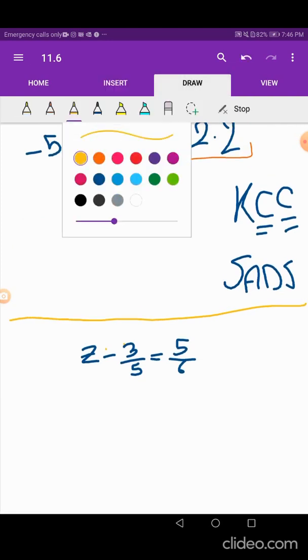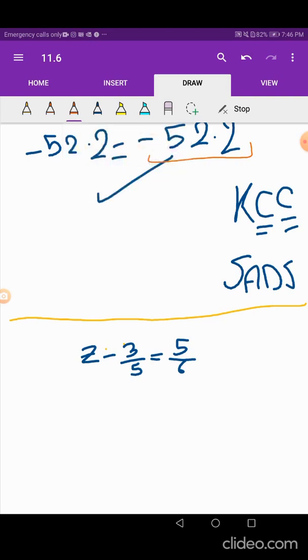As we learned before, to keep the z isolated, we need to get rid of this 3 over 5. How can we get rid of it? Using the opposite operation. What is the opposite of negative 3 over 5? It's positive 3 over 5, because negative 3 over 5 plus 3 over 5 equals 0.